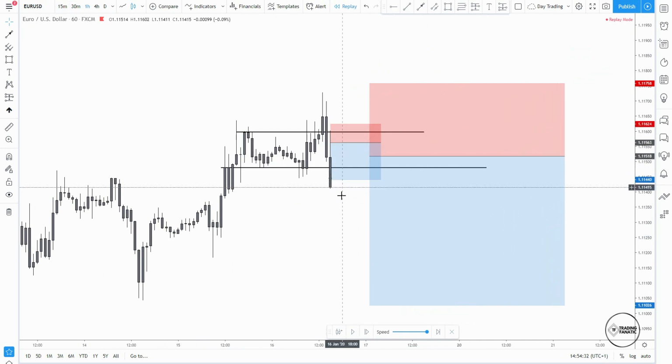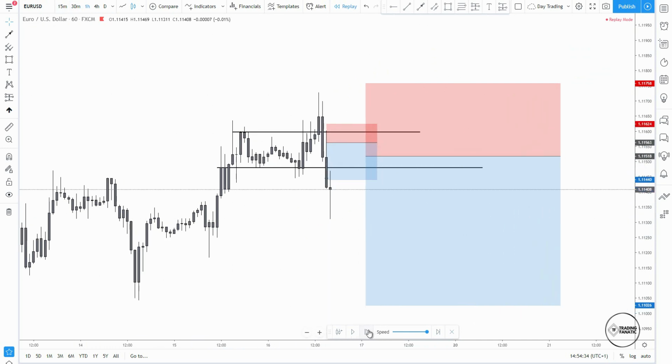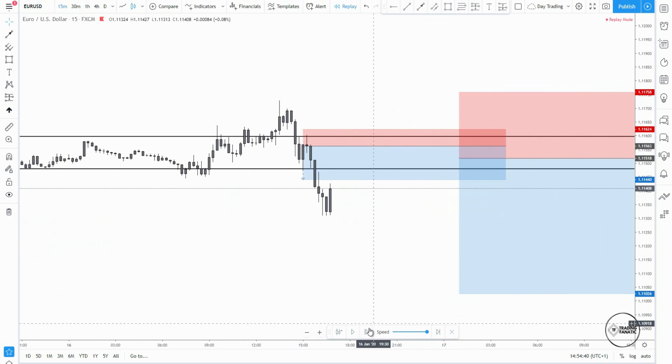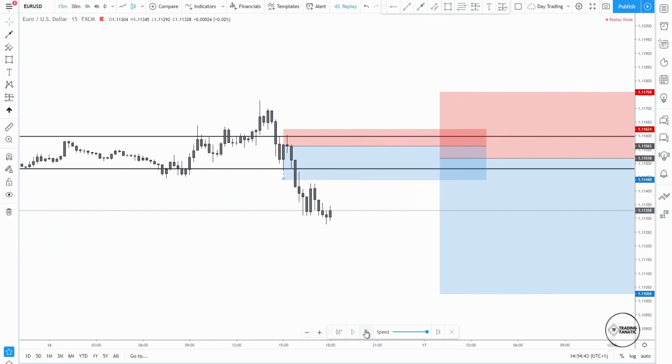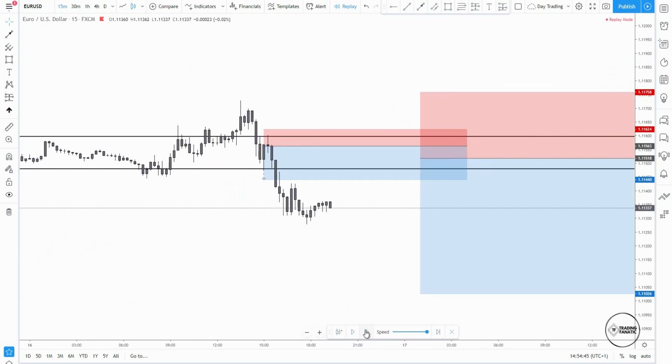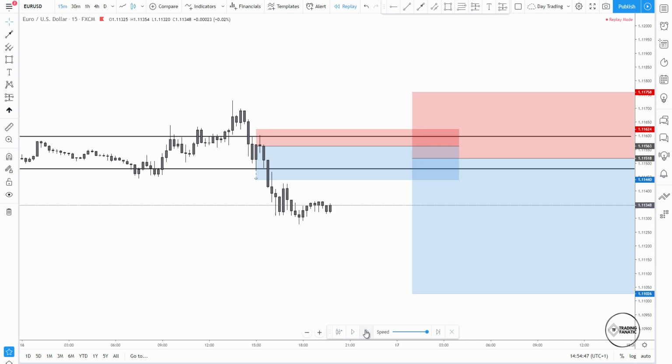Then on the hourly, we have the breakout. So what do we do after the breakout? We wait for the retest. You see price fails to continue down and will attempt to retest. You see the retest is already starting. We wait a little bit. Let's see. Yeah, potentially we have an entry here.